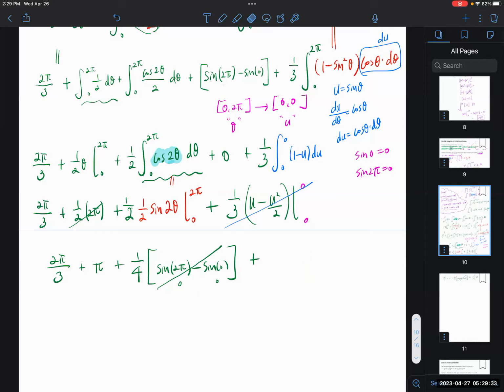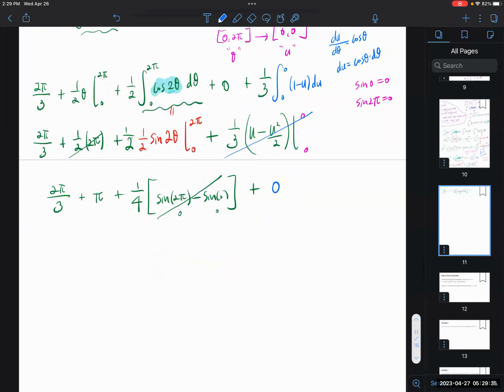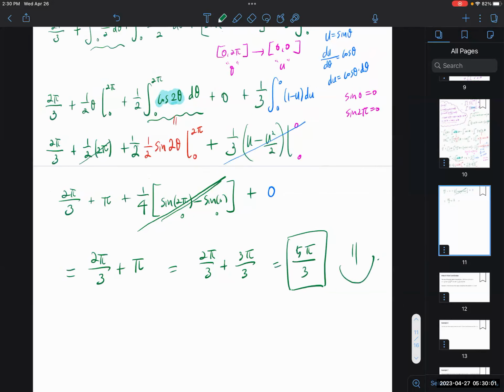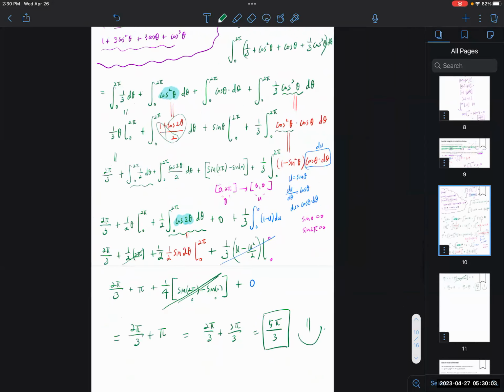That's 0 again. So therefore, the final answer here is 2 pi over 3 plus pi, because this is also 0 and 0. If you calculate it, 3 over 3, what is it? 2 pi over 3 plus 3 pi over 3. We have 5 pi over 3. That's the final answer. Woo, we got it. I double checked the answer. We got the correct answer.